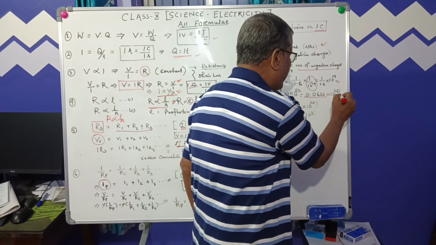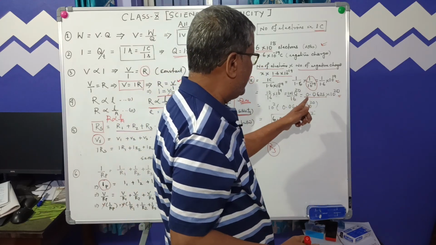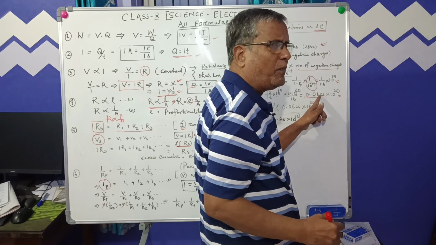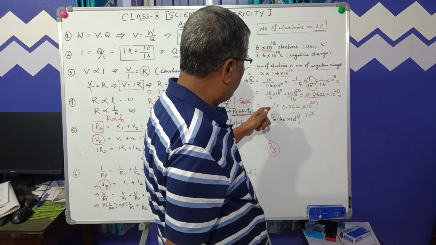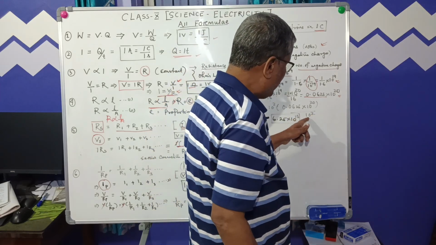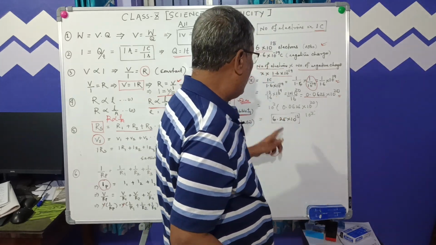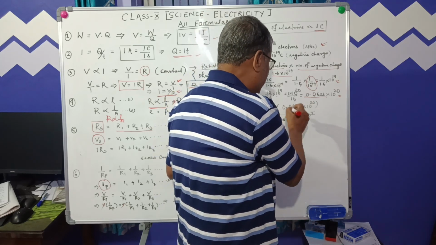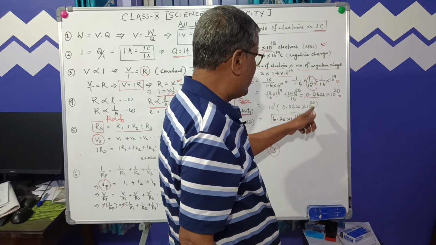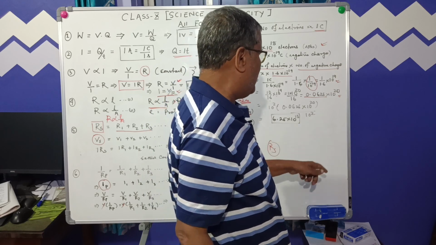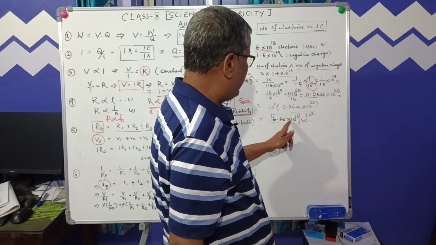So 1 by 16 is 0.0625 into 10 power 20. Now we have to move this decimal by 2 places. We multiply by 100, which is 10 power 2, in the numerator, and the denominator also gets 10 power 2, so no change. When we multiply by 10 power 2, the decimal point moves towards the right, giving 6.25, and 10 power 20 by 10 power 2 is 20 minus 2, 10 power 18. So 6.25 into 10 power 18.